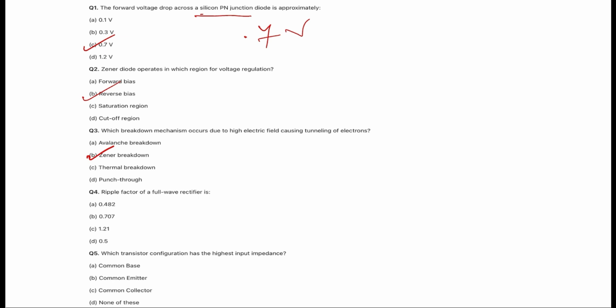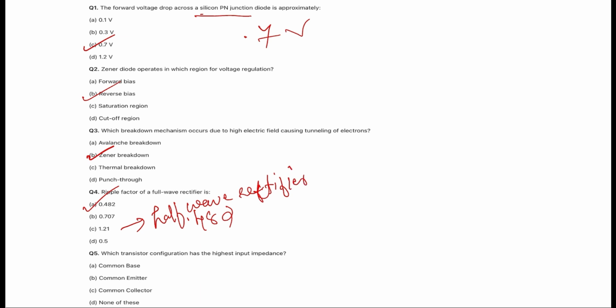Now, question number 4. The ripple factor of a full wave rectifier is option A 0.482, option B 0.707, option C 1.1, option D 0.5. We know that the ripple factor for full wave rectifier is 0.482. That is option A. Here we can see the option C, that is 1.21. This is the ripple factor for which one? Half wave rectifier.